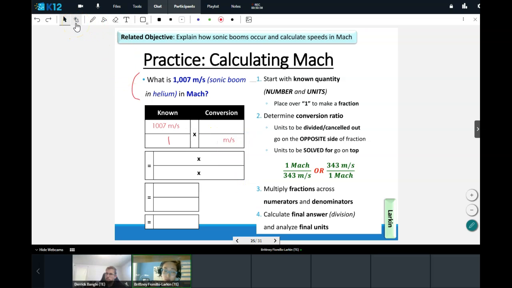So again, what units am I solving for? I'm trying to look at airplanes that are moving in what units? Take a look at our question. What units am I solving for? Yeah, exactly. I see Mallory in the chat. Angelina, yeah, we're solving for Mach.